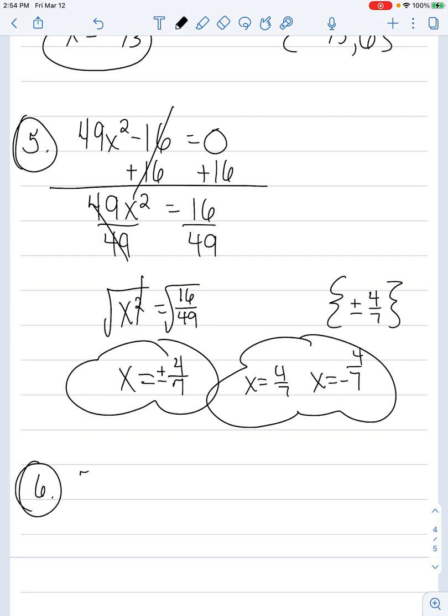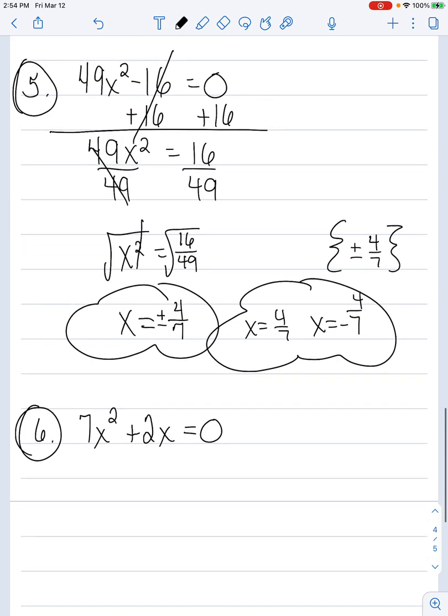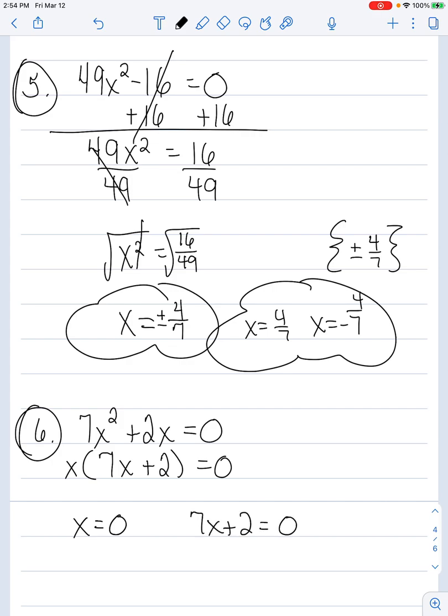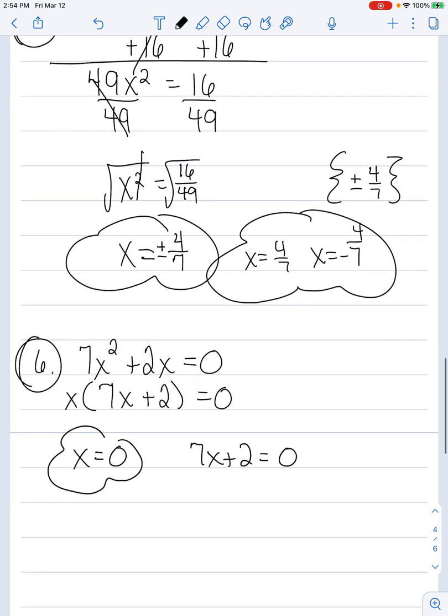And now let's do one final one. I have 7x squared plus 2x. Remember, to solve a quadratic, we set it up equal to 0. Now on this one, I notice I have a GCF I can factor out. I can factor out x, and I'm left with 7x plus 2. So when you have two factors like this, you don't have to do magic X or anything. You just say x equals 0 and 7x plus 2 equals 0.